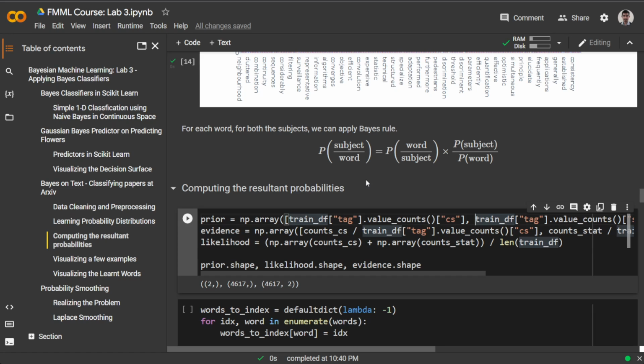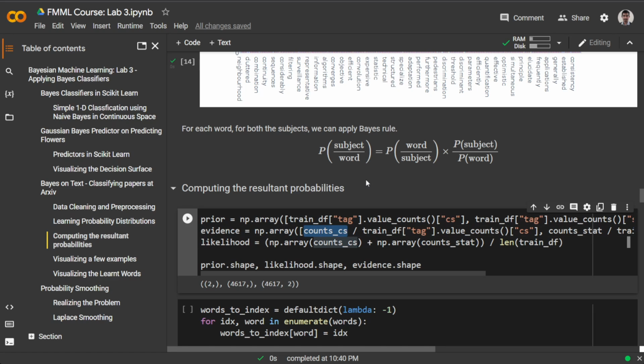This is again a key power of Bayesian machine learning, that we can model this as prior probabilities, and this should help us guide our model that there are more statistics papers than there are computer science papers. Sorry, there are more computer science papers than there are statistics papers. Next we compute the evidence, and the evidence is computed as follows.